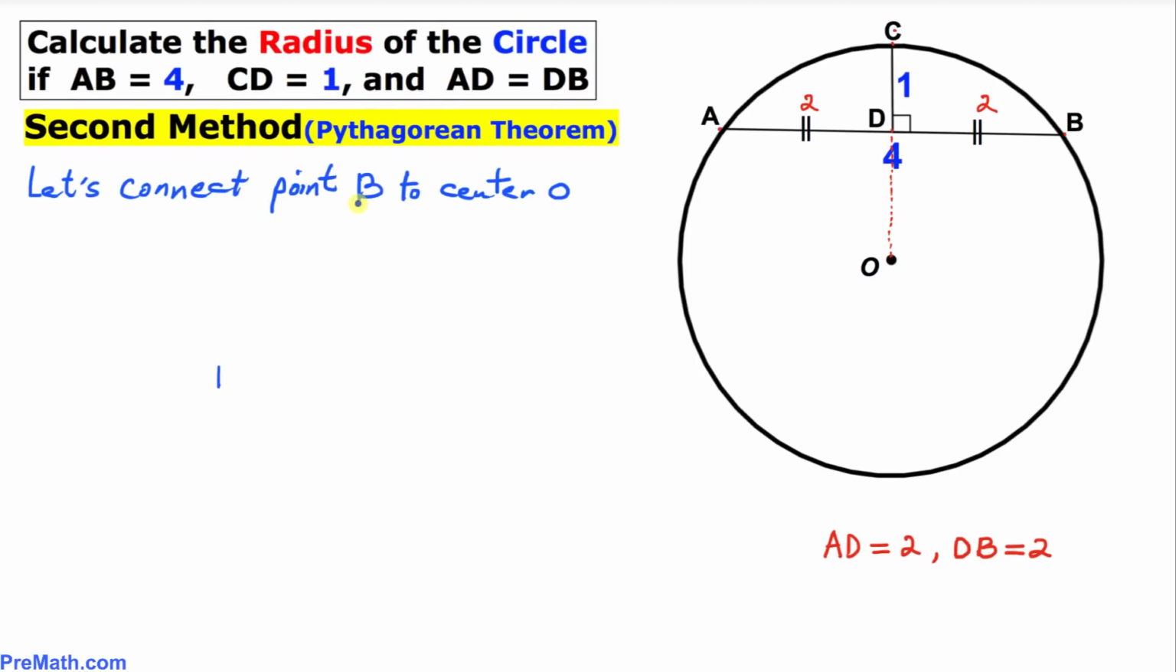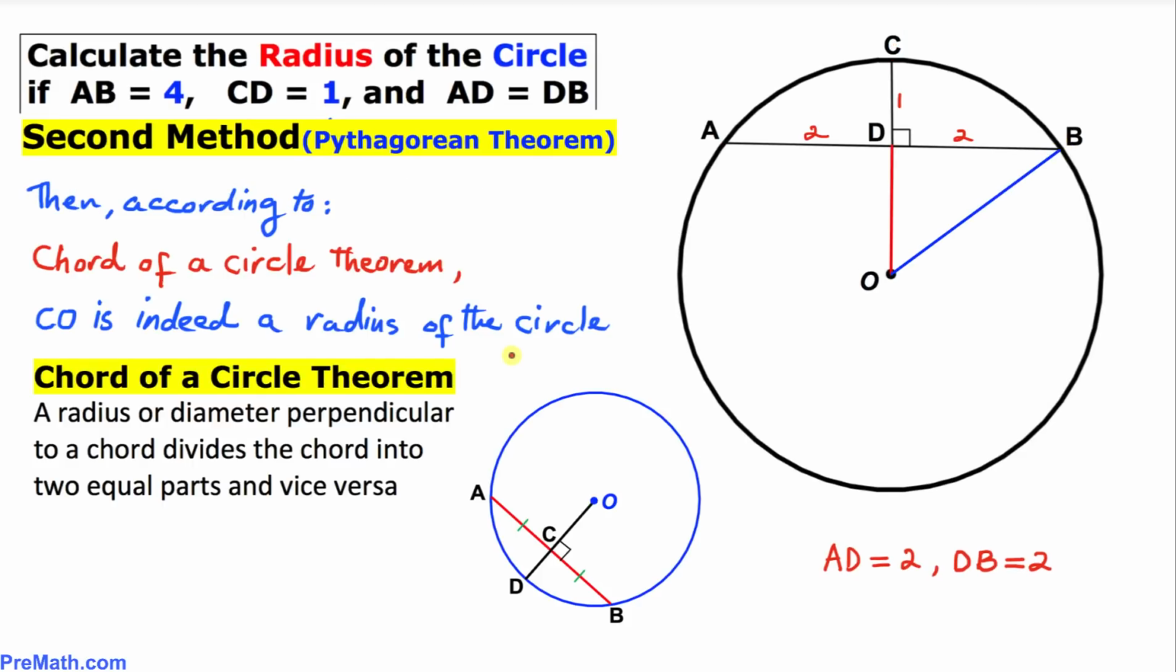Let's connect point B to this center O as well. I'm going to connect these points as well. And one more thing, according to the chord of a circle theorem, a radius perpendicular to a chord divides the chord into 2 equal parts.